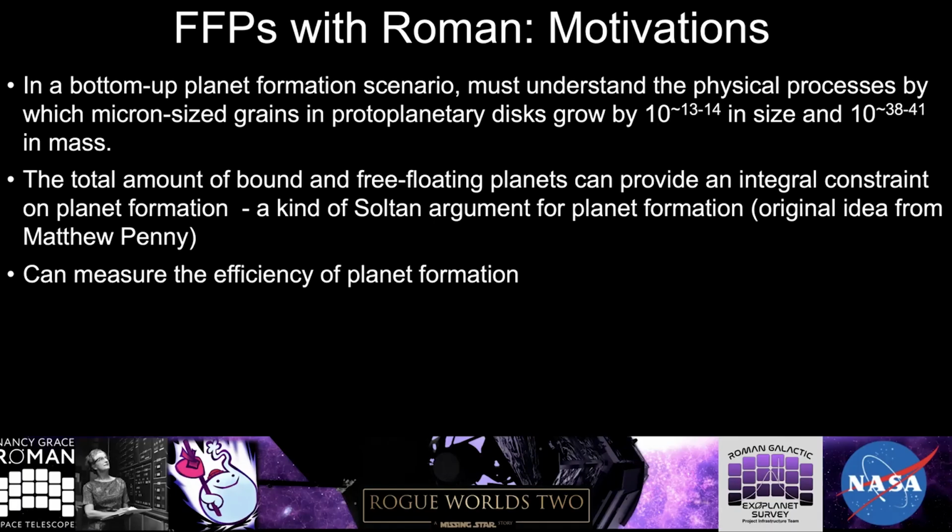And as you move through all those orders of magnitude, the physics that governs how things stick together changes dramatically. And I think that's kind of the fundamental reason why planet formation is hard. But we're offered an opportunity with Roman to measure the whole population of bound and free-floating planets. And in this sense, this provides an integral constraint on planet formation. And this is an argument that I first heard from Matthew Penny, and I think is a really elegant idea.